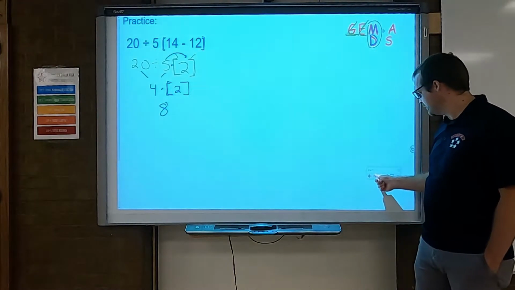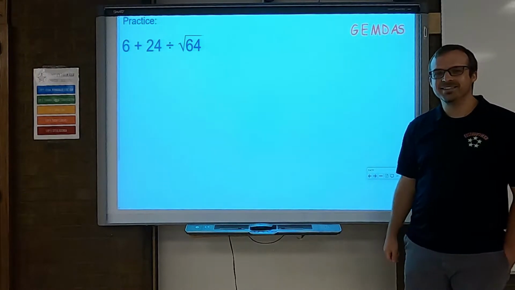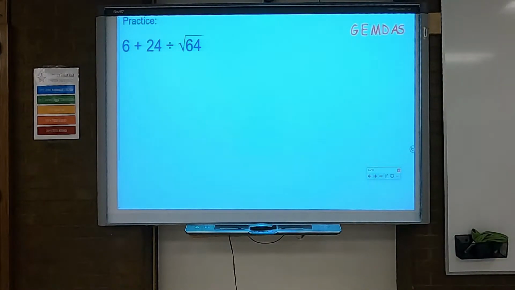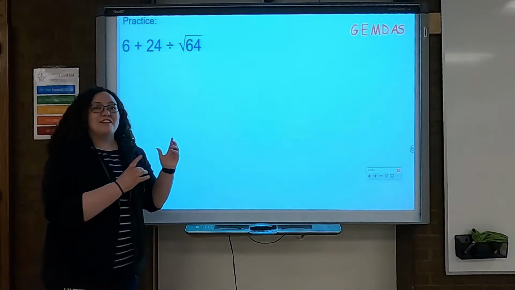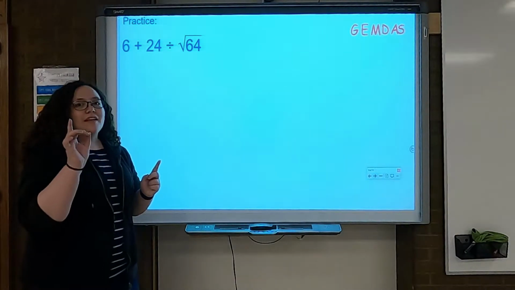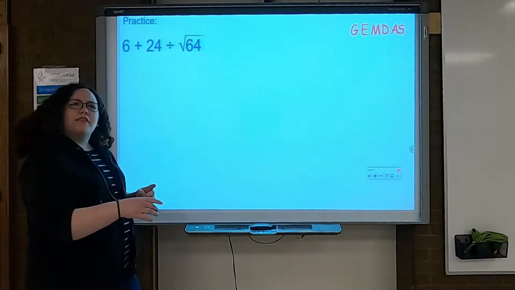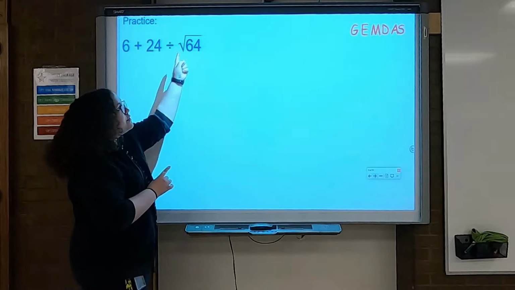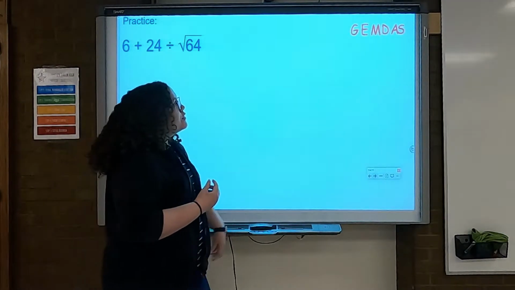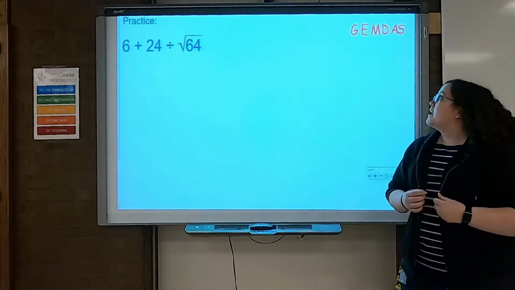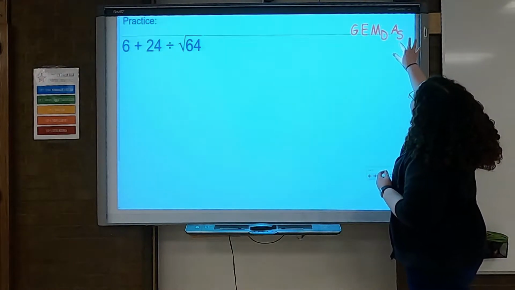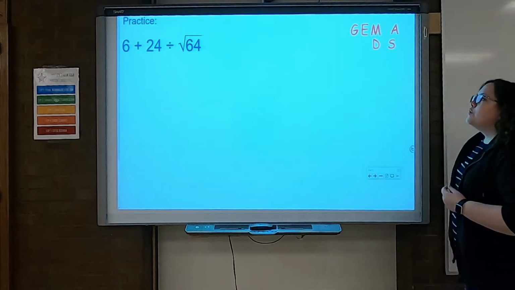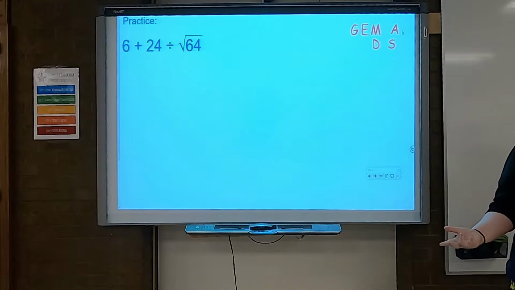All right, let's do the next one. That looks totally radical, in the sense that we actually have a radical this time. Now remember, like we said on the last video lesson, the radical, this little square root sign, is a grouping symbol. So going back over to GEMDAS, you've got grouping first, which means let's simplify the radical first.